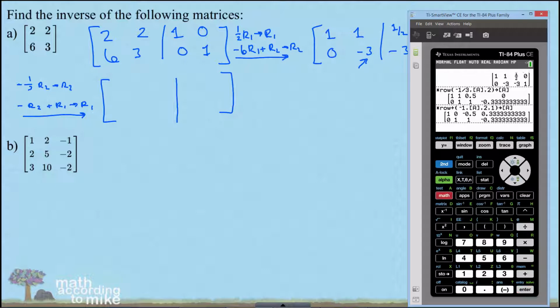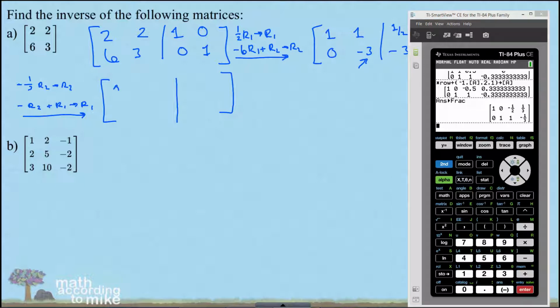And one more time, math, convert to fraction. So we were able to get the identity matrix on the left, which means that the inverse, what I'm writing right now, appears on the right. So the inverse to 2, 2, 6, 3 is -1/2, 1/3, 1, -1/3.